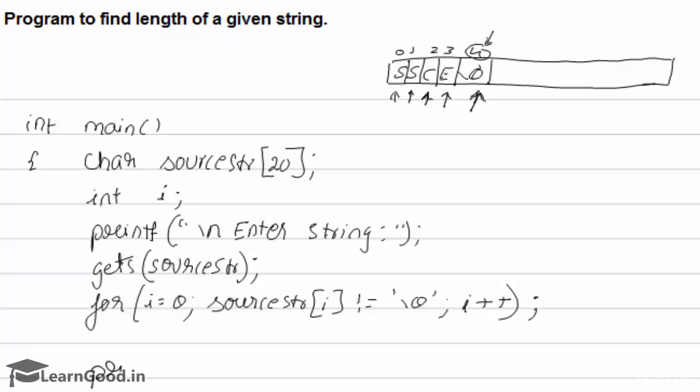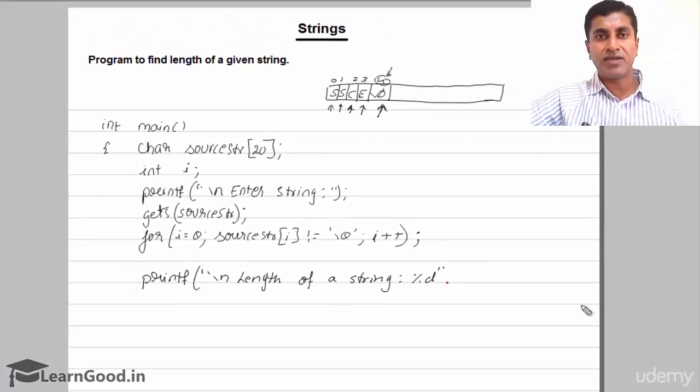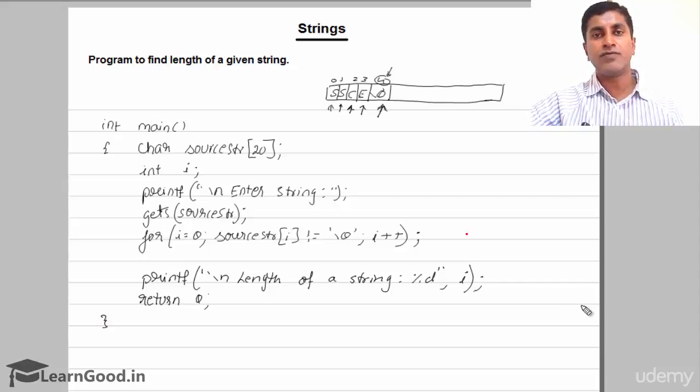So you can display here printf length of a string %d. You can display here the i value. So the i value is 4, so 4 will be displayed as the length. And then stop it by giving return 0. So here we have written a code for calculating a length.